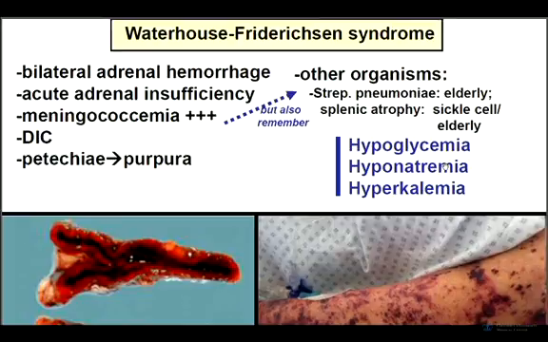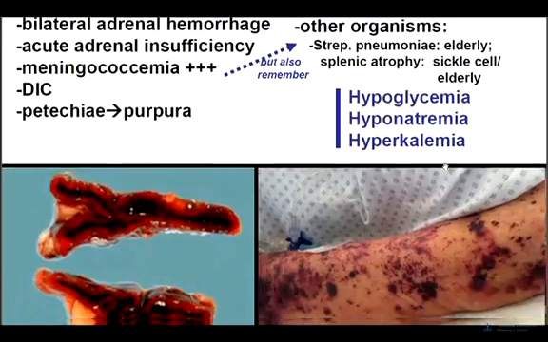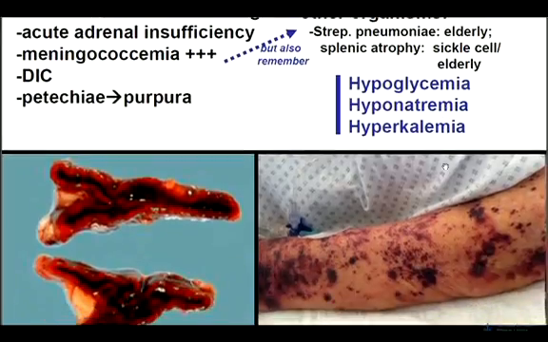Meningococcal infection is a high candidate. Acute adrenal insufficiency. Patients present with DIC and purpura. Sorry, it's this one. And just remember that it is not limited to meningococcus. It sometimes can be other organisms.